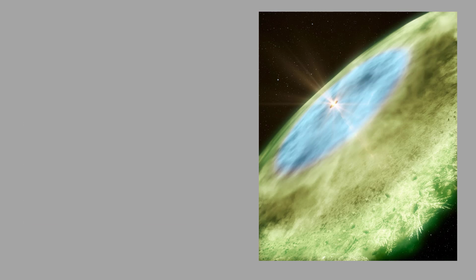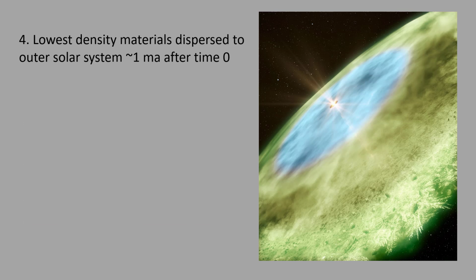This process continues for a while, and eventually, just like when you have any sort of spinning, the lower density materials tend to fly out a little bit further than the high density materials. So the low density materials, when they spin, fling out further from the center, and they disperse to the outer solar system about 1 million years after time zero. The denser material stays in the center. The lowest density material, which are typically gases, float out from the center.